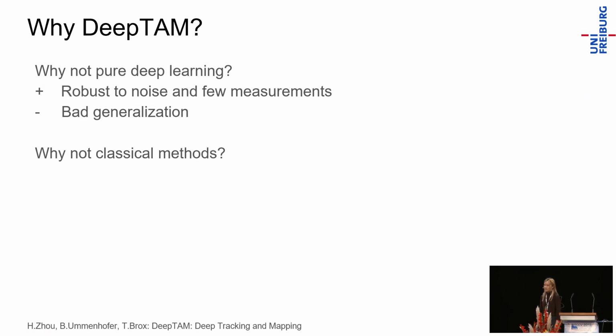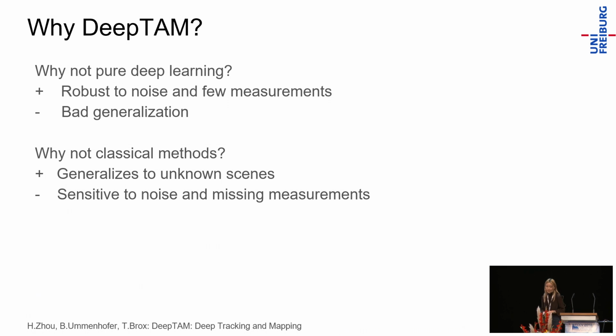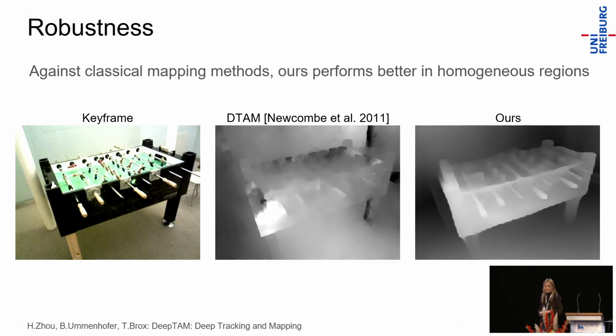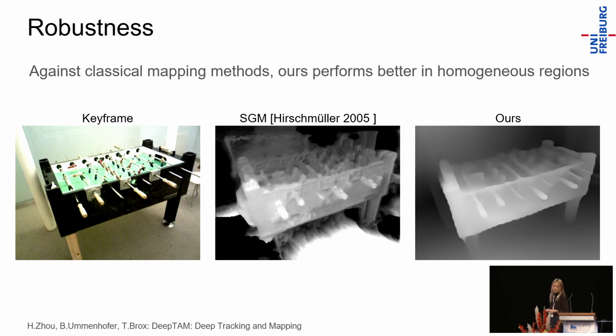But you can also see that generalization is not a big problem for classic methods, and why not we just take the classic methods? Now it comes to another big advantage of our approach, which is robustness. Here's an example where we show DTAM and also SGM, and you can see that they don't give a good estimate in homogeneous regions, but our method can actually still give a robust estimate even when there are missing measurements.